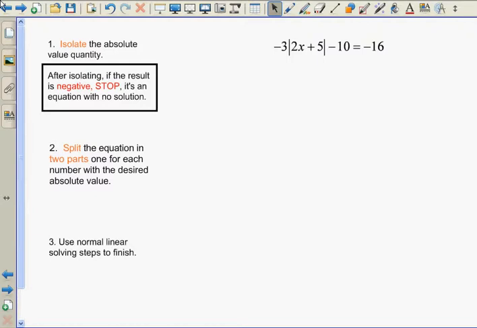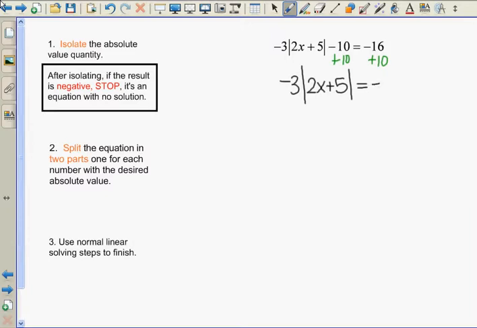Our first step in these is to get this absolute value quantity, this 2x plus 5 in the absolute value, by itself, which means the minus 10 has to go, and the times -3 has to go. So let's do that. First thing we're going to get rid of is the minus 10. We will be adding it to both sides. So that'll result in -3. We still have our absolute value quantity.